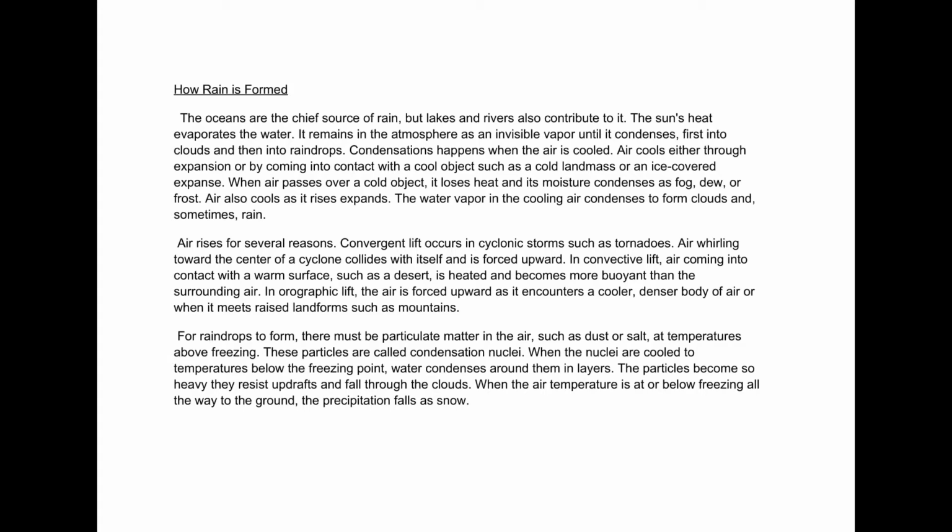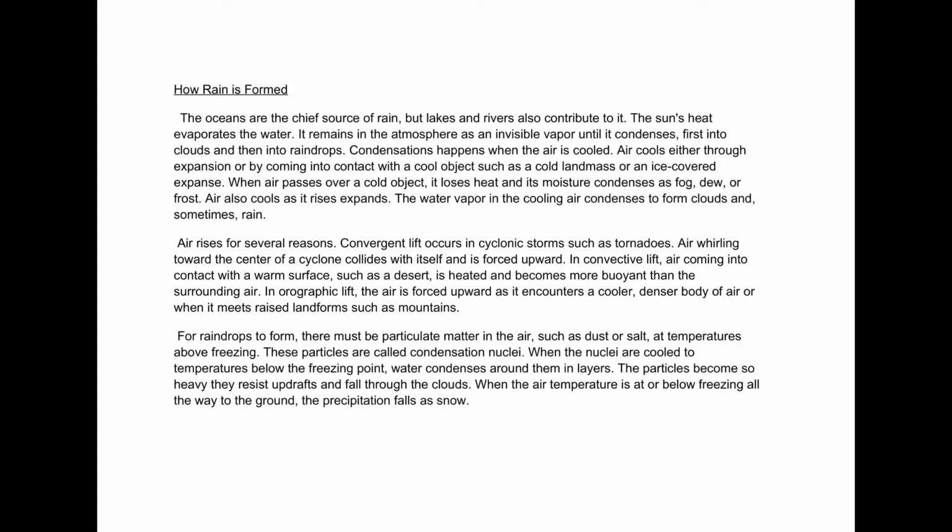Air rises for several reasons. Convergent drift occurs in cyclonic storms, such as tornadoes. Air whirling toward the center of a cyclone collides with itself and is forced upward. In convective drift, air coming into contact with a warm surface, such as a desert, is heated and becomes more buoyant than the surrounding air. In orographic drift, the air is forced upward as it climbs over a cooler, denser body of air, or when it meets raised landforms such as mountains.